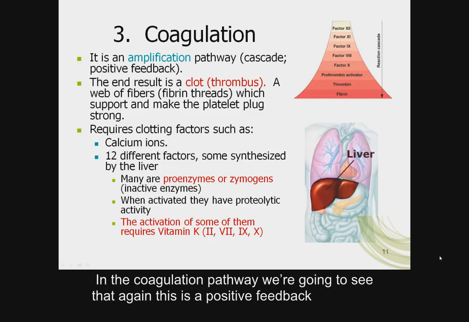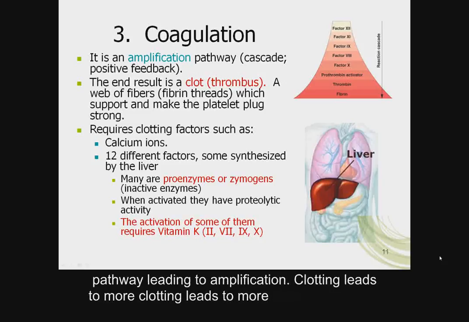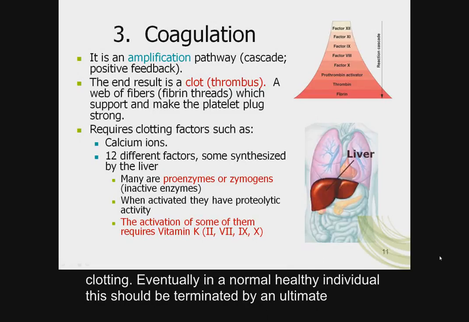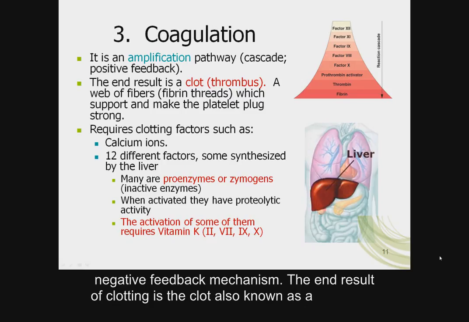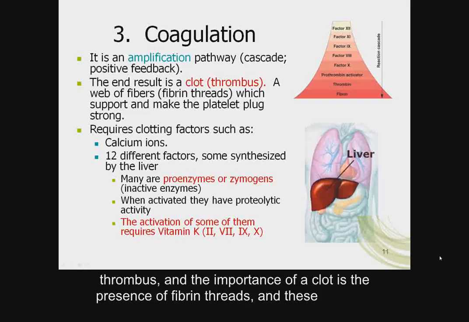In the coagulation pathway, we're going to see that, again, this is a positive feedback pathway leading to amplification. Clotting leads to more clotting, leads to more clotting. Eventually, in a normal, healthy individual, this should be terminated by an ultimate negative feedback mechanism. The end result of clotting is the clot, also known as a thrombus.